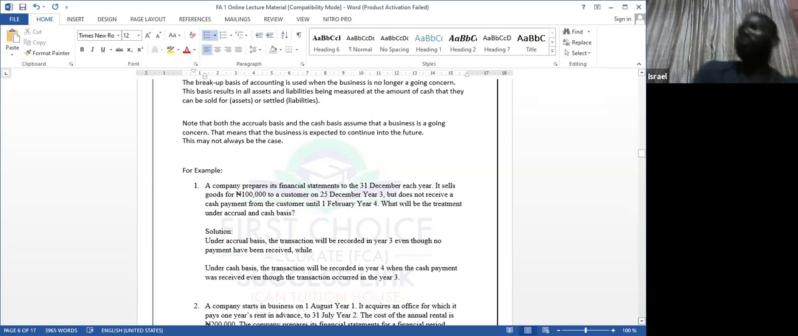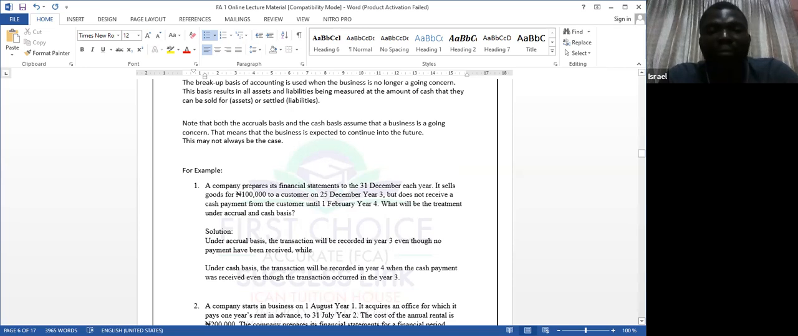Now, for me to answer that, I need to understand something: under the accrual basis, I will need to record my transaction even though there's no flow of cash. Solution: under accrual basis, the transaction will be recorded in year 3, even though no payment has been made, even though no payment has been received.